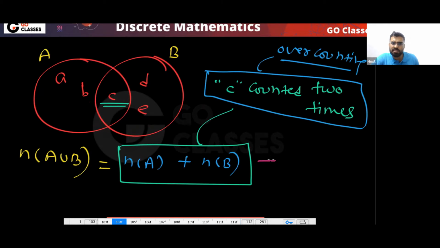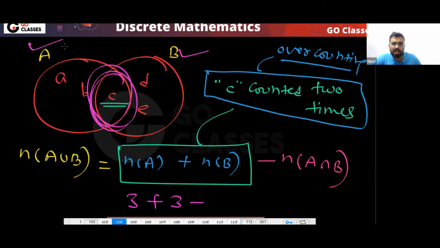So what will I do? I will remove these common elements 1 time. The answer will be: number of elements in A is 3, number of elements in B is 3. But this common element C I have counted 2 times, so I will remove it 1 time. So the answer will be 5.